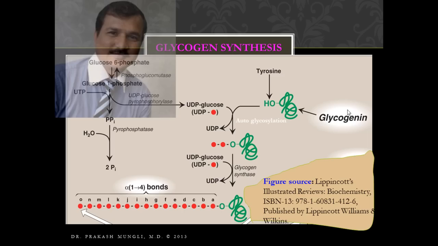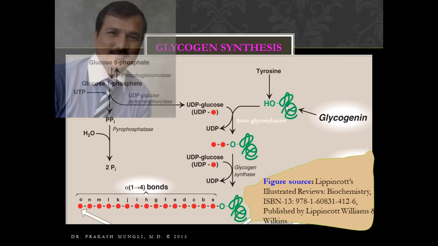and that releases energy, and that energy is used to combine UDP glucose with the glycogenin molecule. Note that glycogenin is a protein molecule, so it has a tyrosine residue. Tyrosine is an OH-containing amino acid. It has a hydroxyl group. So we have three hydroxyl-containing amino acids. One is tyrosine, and the other two are serine and threonine.